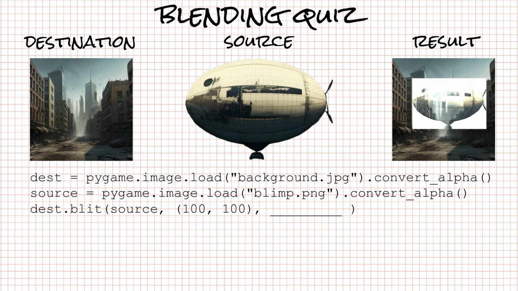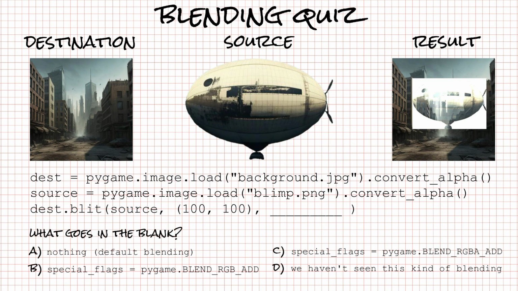And the result after sending the destination.blit(source, (100, 100), blank) message is the background with a rectangular white block starting at 100, 100, and inside the block is the blimp, but in the originally darker areas of the blimp, it's transparent. What goes in the blank? Pause and work it through. So what do you think? What's going to make the transparent pixels opaque and make the dark pixels essentially transparent?